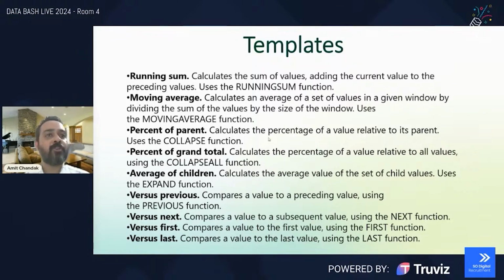Percentage of parent means if I have a hierarchy, then I can have percentage of parent. Then percentage of grand total, very common. You want a percentage of grand total. Now, why create a measure for that? You can have it using the percentage of grand total. Averages of children: I have, let's say, brand level and category level data, and I want brand level data to be the sum of category level, or brand level data to be the average of category level, that I can do. Versus previous row, versus next row, versus first in the data, versus last.